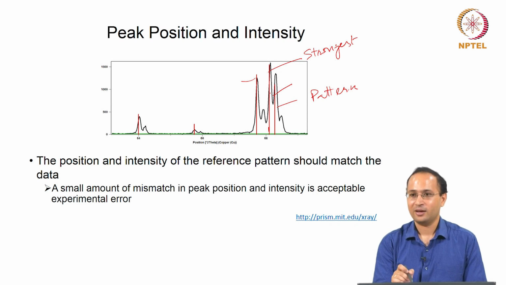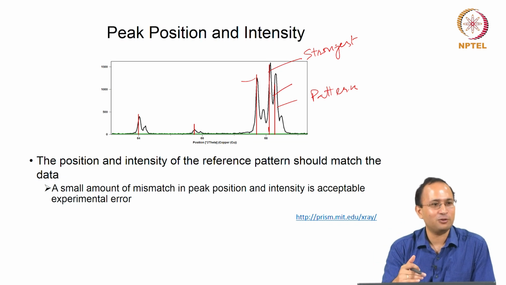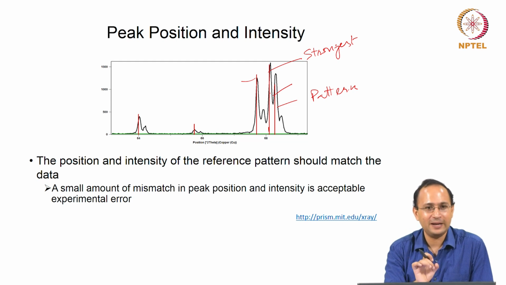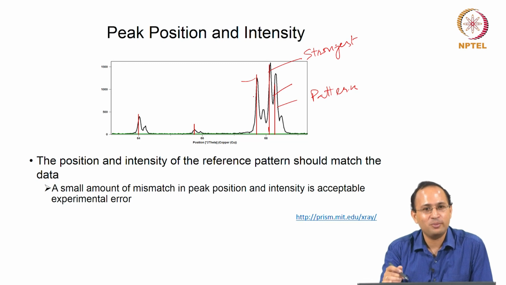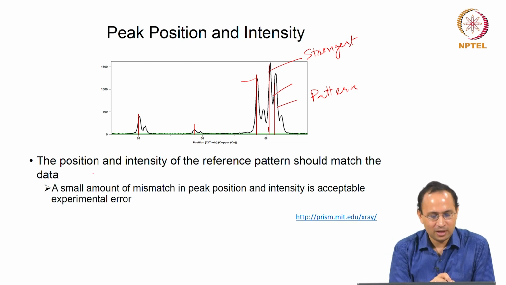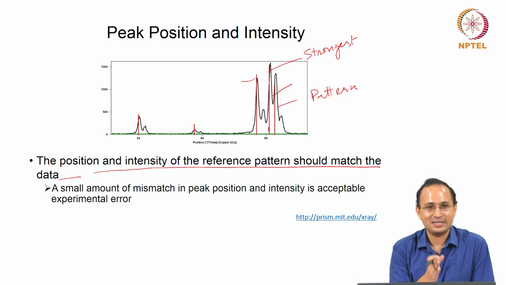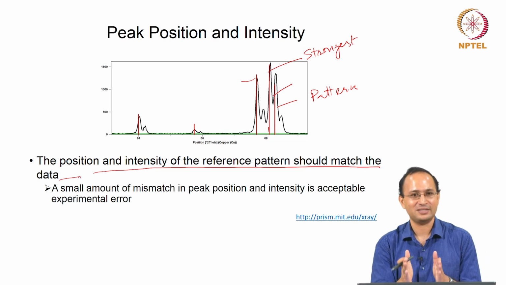these are the peaks. Where is it getting that information from? It is just pulling the PDF. PDF has your 2 theta values and intensity, it is just plotting it. Now how do you make sure it is a good match, right, peak intensity? So the position and intensity of the reference pattern should match the data. Obviously if you are saying a good match, it has to match the data, right.